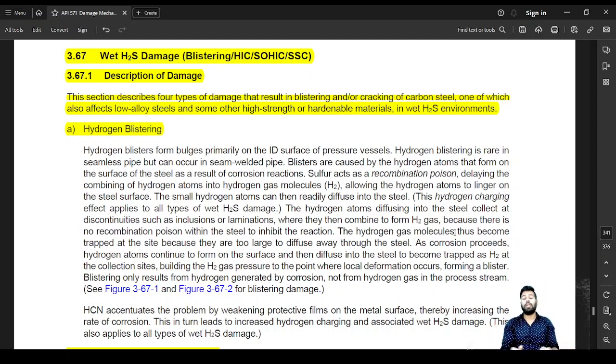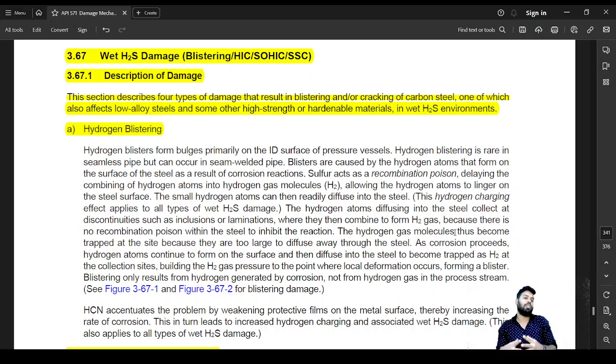So welcome to a new video on our damage mechanism series. In this video we are going to talk about wet H2S damage, which covers all other types of hydrogen damage such as hydrogen blistering, hydrogen induced cracking, stress oriented hydrogen induced cracking and stress corrosion cracking for sulfur. This kind of damage mechanism is mostly subjected to pressure vessels.